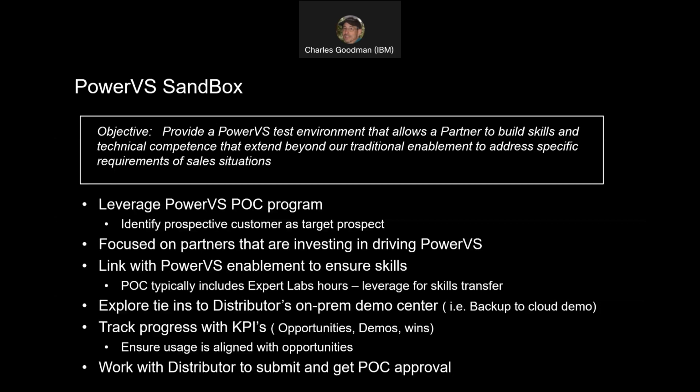We totally get that. Having hands-on experience certainly makes you much more credible when you talk to your customer. And that's what this sandbox program is really about. What we do is we'll leverage the POC program.